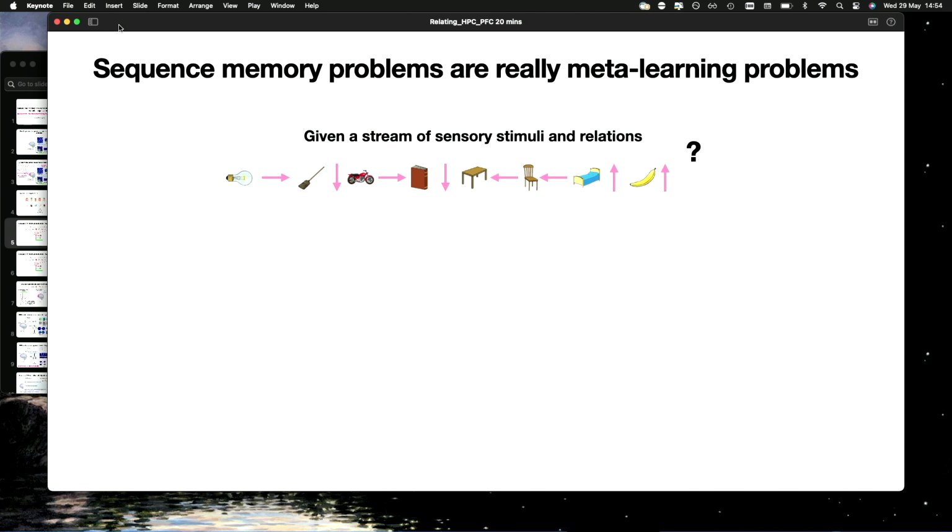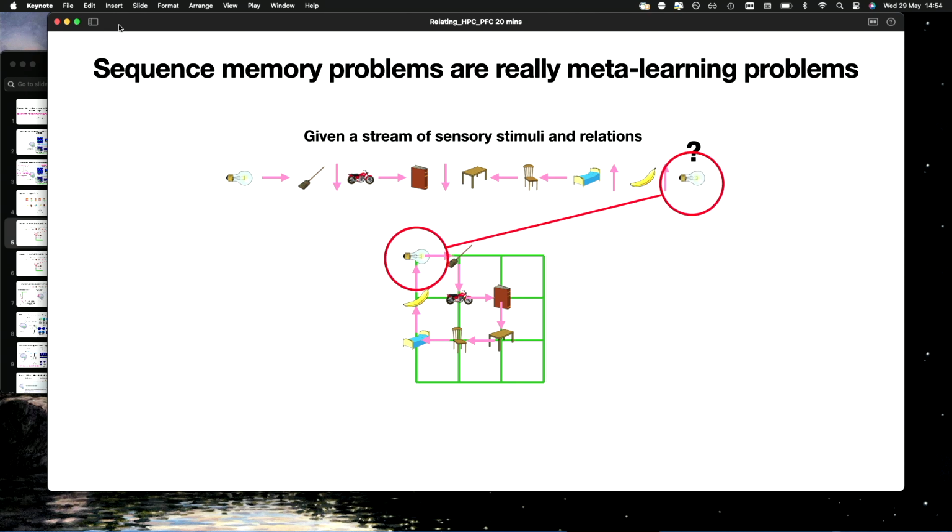However, it becomes an awful lot easier solving these problems if you have some underlying understanding of the sort of abstraction that's common to all sequences. Because if you know that abstraction, then you can place these observations down on that scaffold. And now when we get to the banana and we ask what happens when we go up, we know that we're going to find the light bulb, and we do.